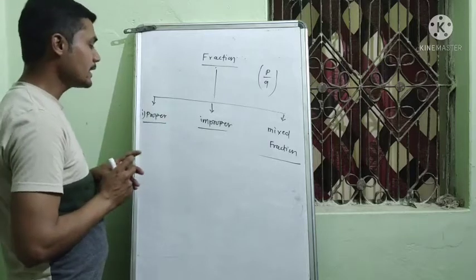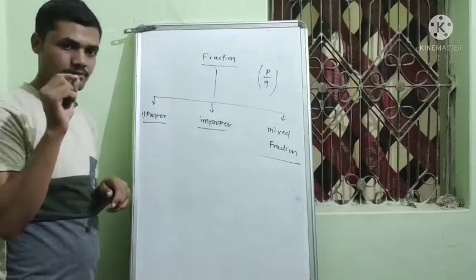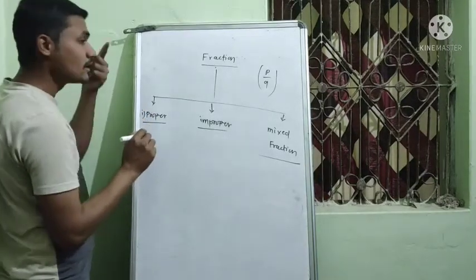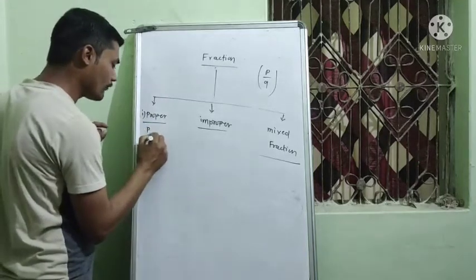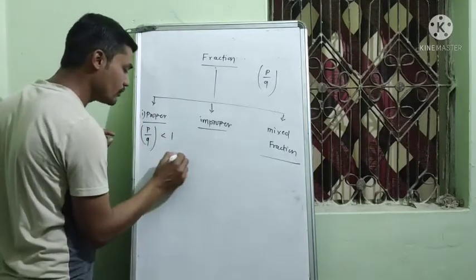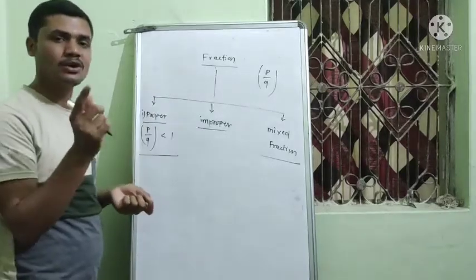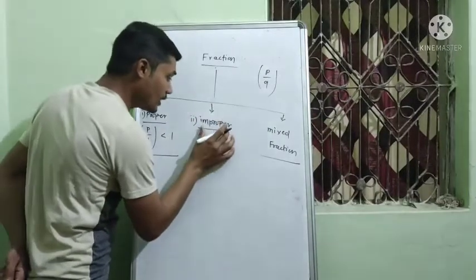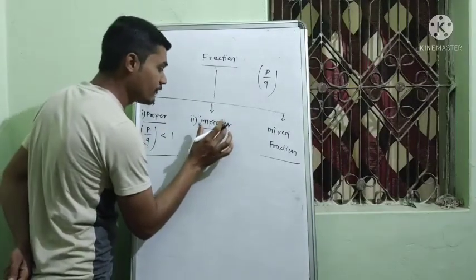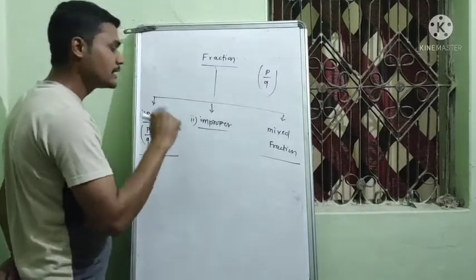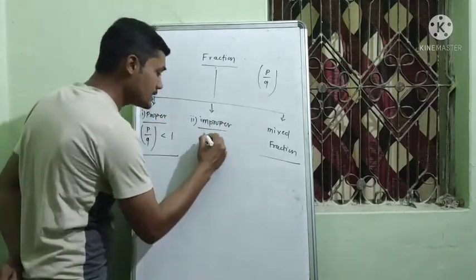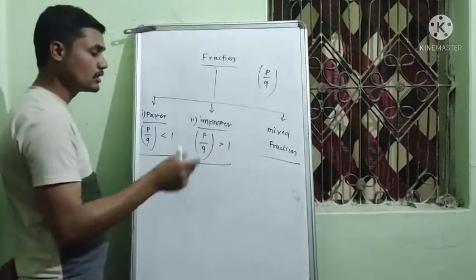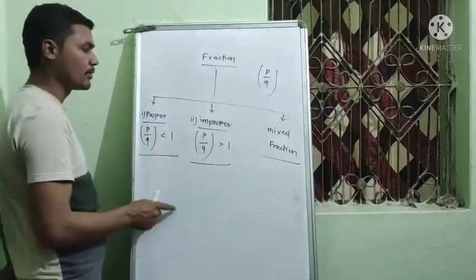A proper fraction is when the value of the fraction, please see here, is less than 1. If the value of a fraction is less than 1, we call this type of fraction a proper fraction. Hope you understand. Moving towards the improper fraction, we can define it as follows: if the value of the fraction is greater than 1, we call this type of fraction an improper fraction.